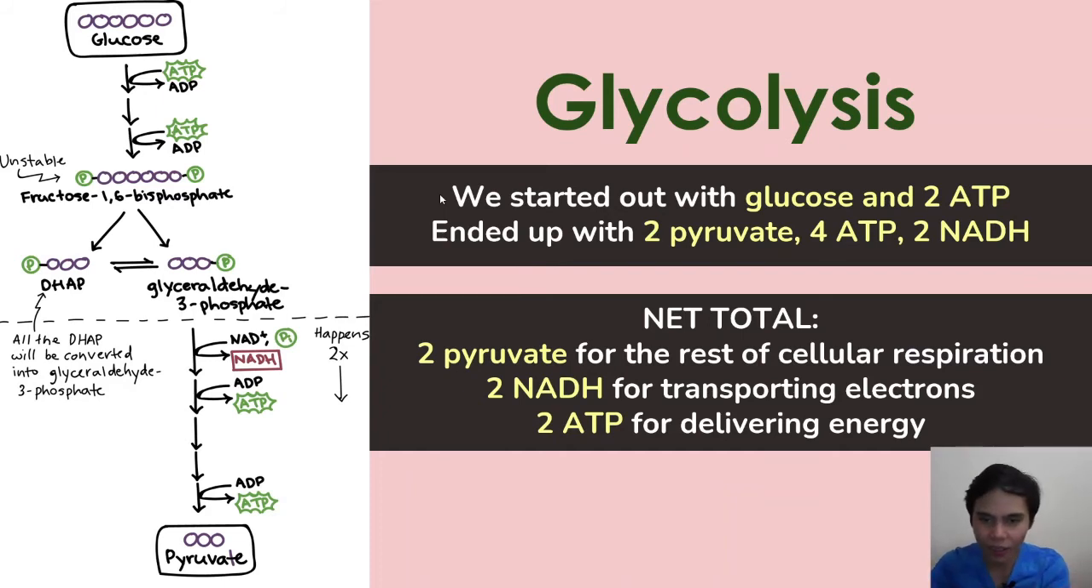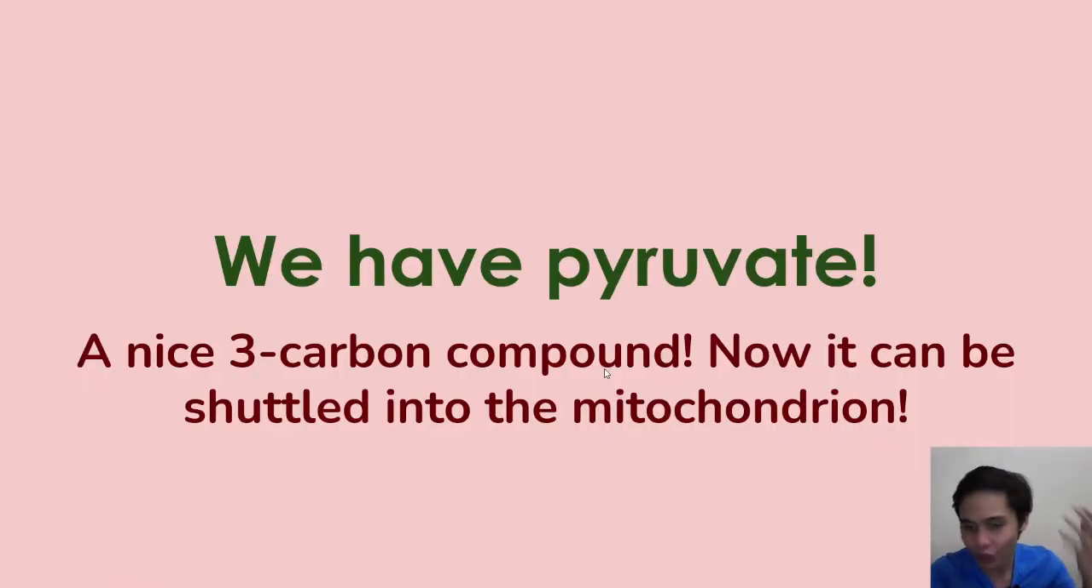So again, in glycolysis, we started out with 1 glucose and then we invested 2 ATP, but we ended up with 2 pyruvate molecules. Again, at the very end, once you've stripped it of electrons and phosphates, your G3P becomes pyruvate, and we get 4 ATP and 2 NADH from your stripping of your G3P. So your net total is 2 pyruvate, 2 NADH, and 2 ATP. That's just from the first stage.